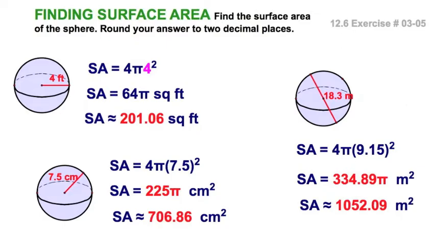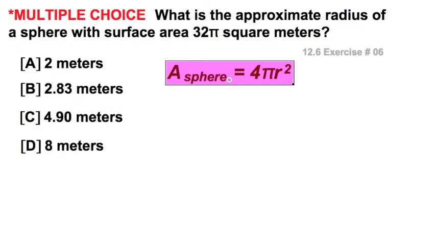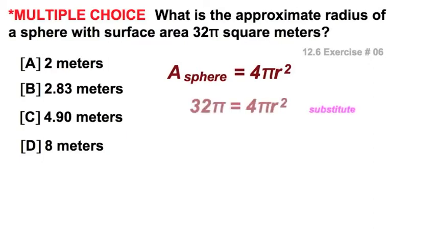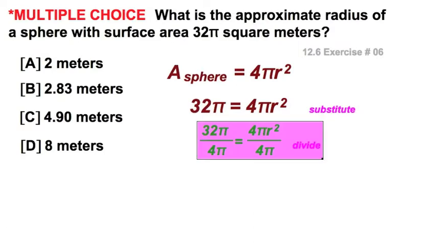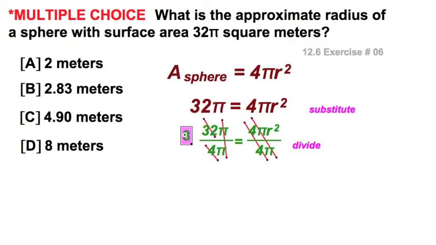Now let's move on to something far more exciting. Let's take the formula for the surface area of a sphere and work it backwards to solve for the radius. I'm given 32 pi for the surface area. We divide both sides of the equation by 4 pi, because the 4 pi's divide out on one side, and 4 goes into 32 8 times, so this side simplifies to 8.